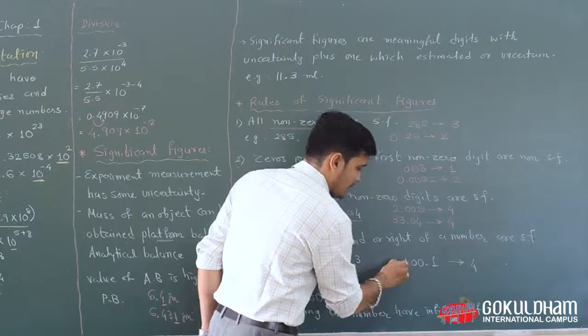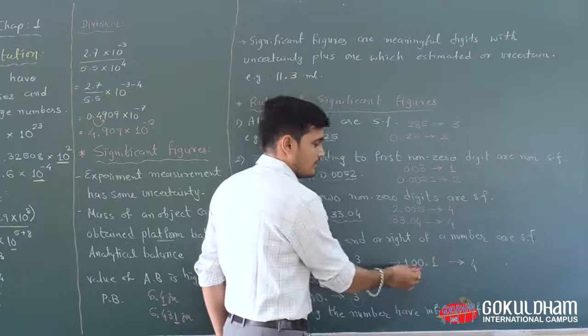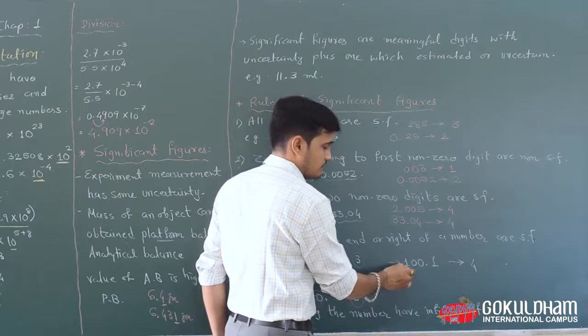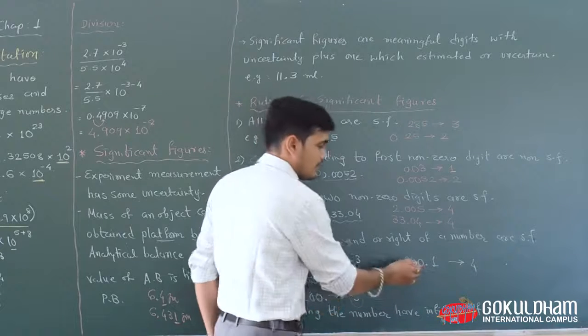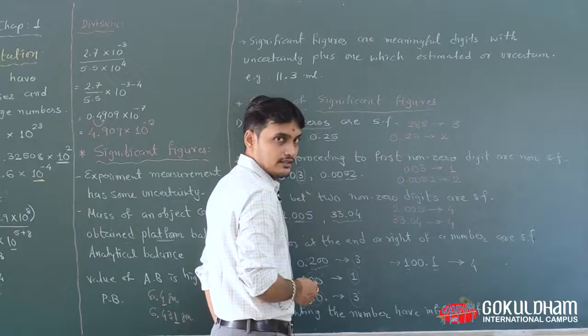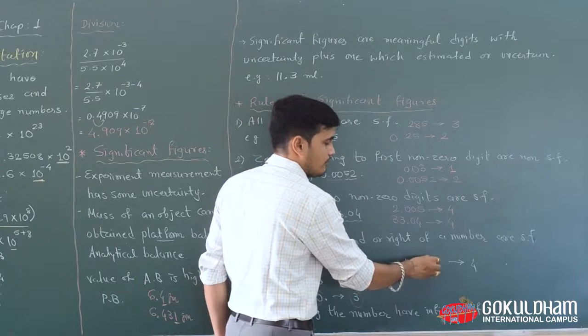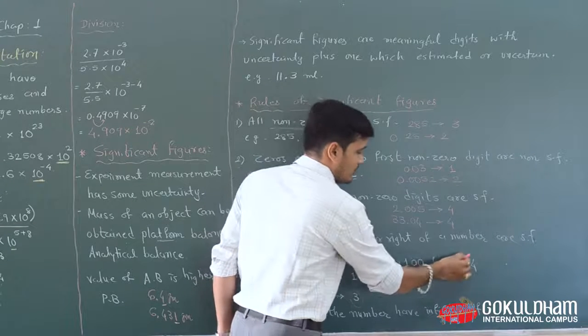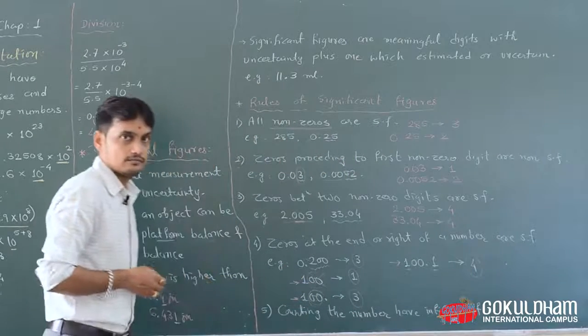One another example, 100.1. Both 0s are in between these non-zero digits, and there is also a decimal point. So the total number is 1, 0, 0 and 1, which means there are a total of 4 significant figures.